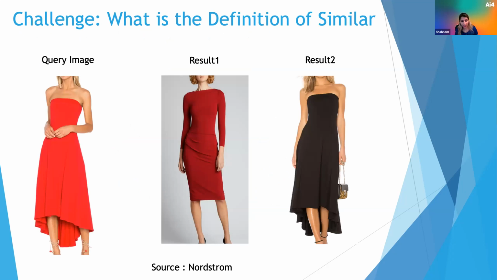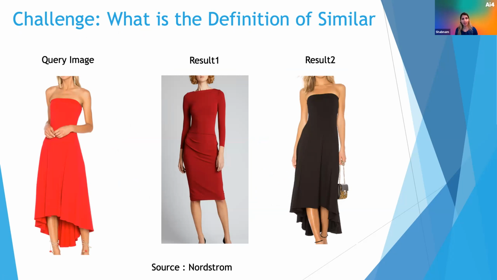Why? So imagine that you have a query image, which is this dress. Which one of these would you call closer? This is a red dress, but this one is the exact same dress in black. Which one do you call closer or similar? If I show you this result, would you be happy? Or if I show you this result, would you be happy? That all depends on what you call similarity, right? So this is a problem, very subjective.